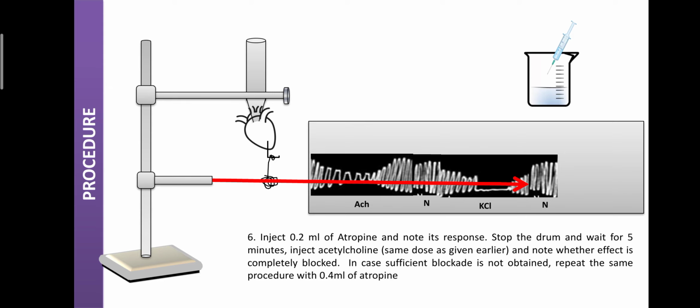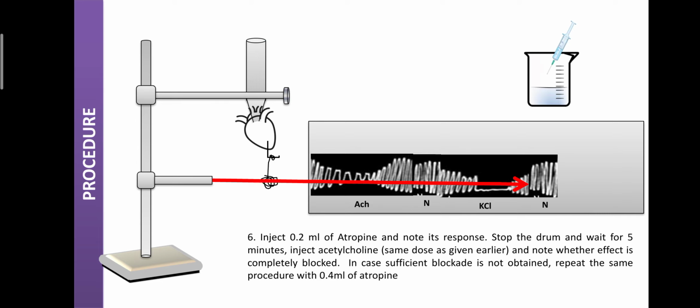Then inject 0.2 ml of atropine and note down its responses. But dear students, with administration of atropine, no response occurs in the isolated preparation, because atropine does not show any effect on the isolated preparation. In vivo, inside the body, it can decrease the heart rate and force of contraction, but in vitro it does not show any effects. Then stop the drum and wait for 5 minutes, so that atropine can bind on the muscarinic receptors or block the muscarinic receptor.